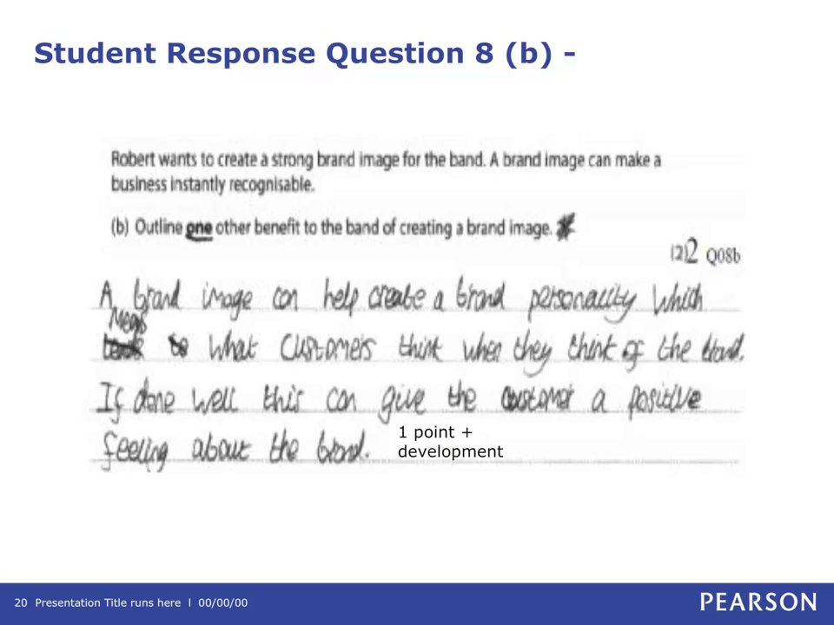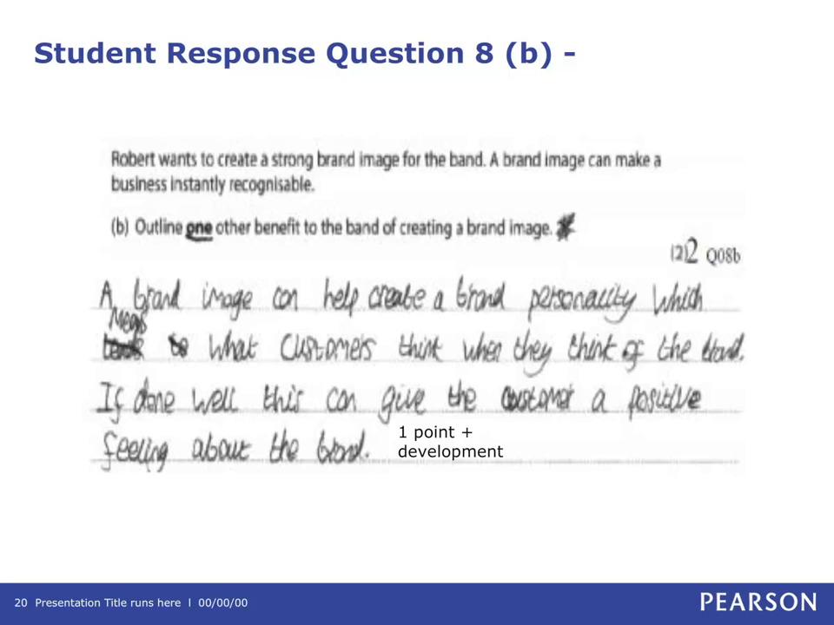Question 8b is worth 2 marks. In this question, students were given one benefit to the business of having a brand image. They were then required to outline one other benefit. Many simply repeated the benefit given in the stimulus material, recognizable, or gave synonyms of this, that is, noticeable awareness. The question therefore provided differentiation between students.